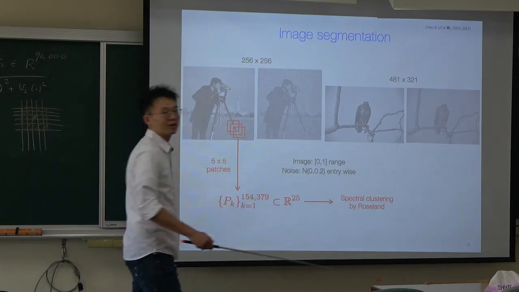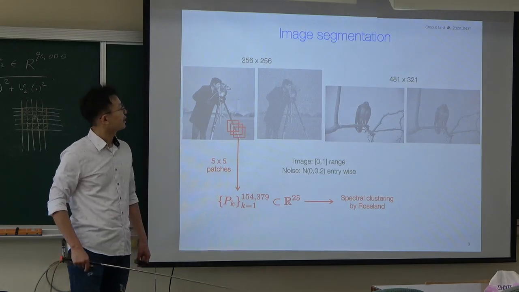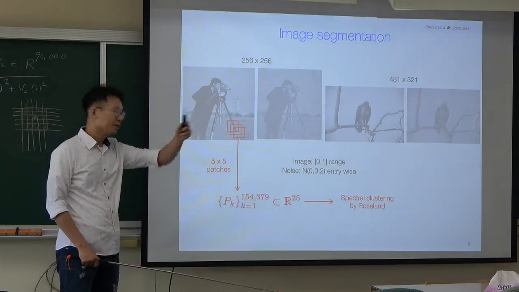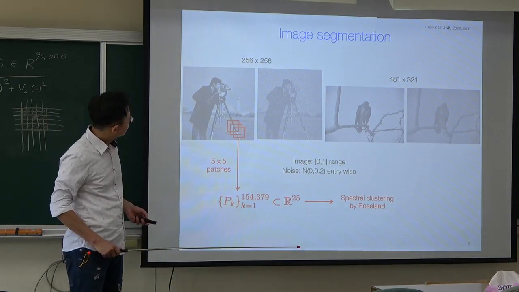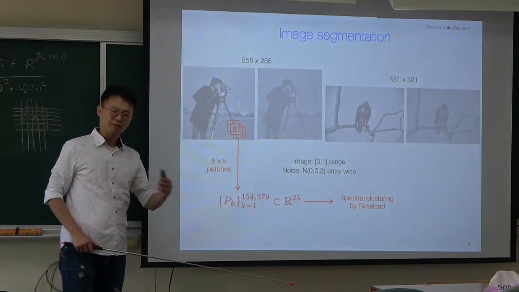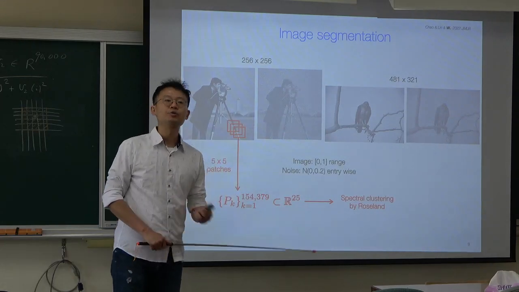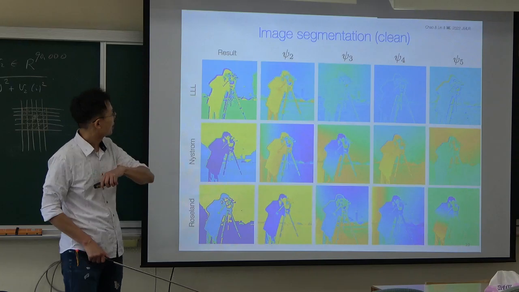And then we run spectral clustering. And that is the basic image segmentation algorithm. There is a lot you can do. And right now, in image processing, I believe using the CNN approach is much better. But anyways, this is a benchmark to show you how it works, how it performs.